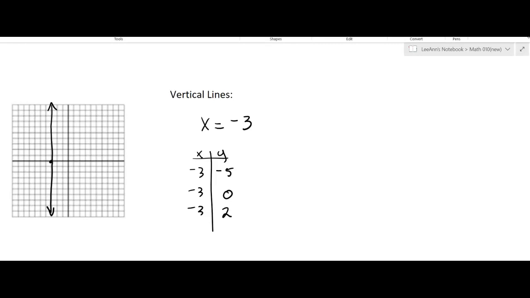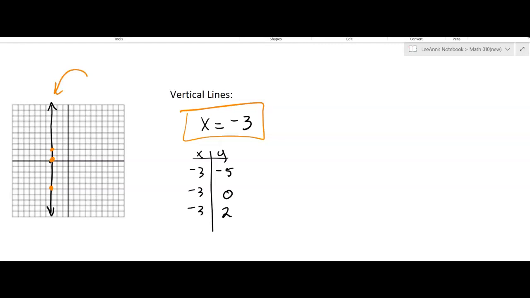So, if you were to graph those points, (-3, -5) would be like down here somewhere. And (-3, 0), and (-3, 2), and they're going to make this vertical line. So that's a vertical line. This is what the equation looks like: x equals something, and the vertical line, you draw that wherever the number is.